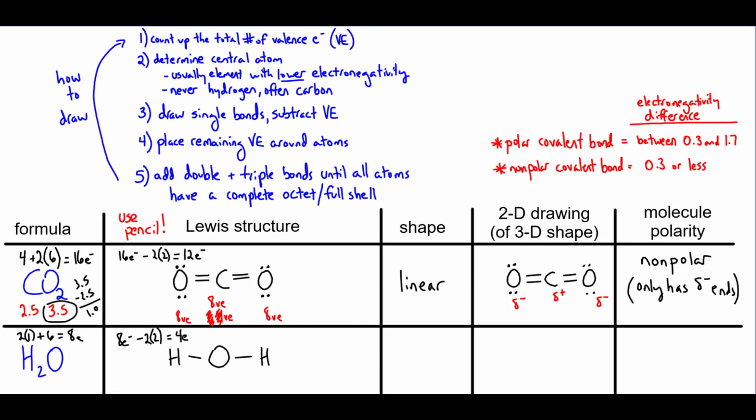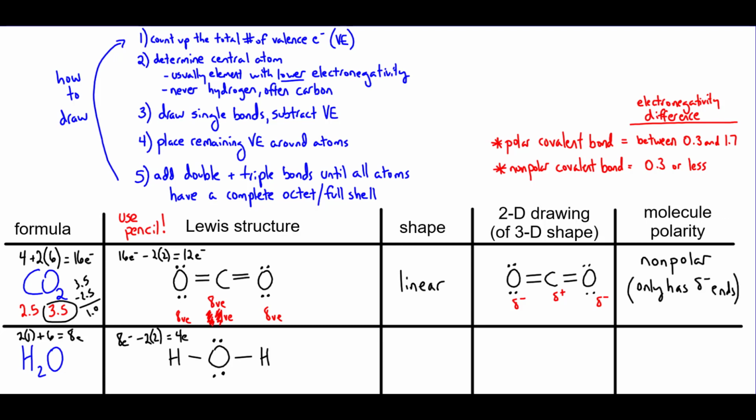So now we're going to place those remaining valence electrons around the atoms, but hydrogen can't hold any more valence electrons. It's already got the 2 electrons that it can possibly hold as part of that bond. So I'm going to put those remaining electrons on oxygen. Step 5 is add double and triple bonds until all atoms have a complete octet or a full outer shell. Well, the hydrogens both have a full outer shell with 2 electrons. And if we count up around oxygen, it's got 1, 2, 3, 4 down here, and then 5, 6, and 7, 8 with that other bond, so we don't need any double or triple bonds.